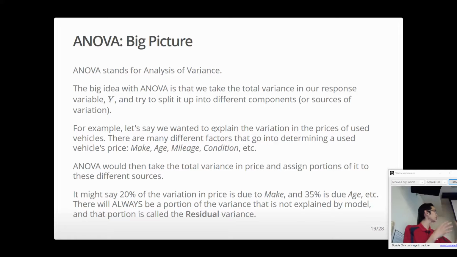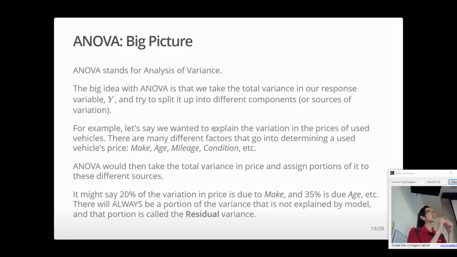And so what ANOVA does is say, okay, the total variance is this amount, and we're going to say 20% of the variation in price can be attributed to the make, 35% of the variation in price can be attributed to the age, 10% of the variation can be attributed to this thing, and this amount of variation can be attributed over here. And that's what ANOVA is doing.